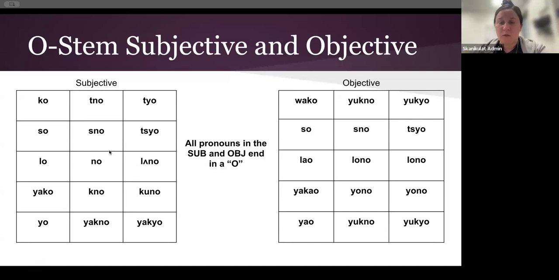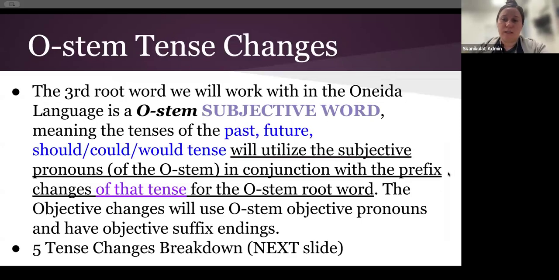So just back to back, this whole chart is go, zo, lo, yago, yo. No, snow, no, gno, yagno. Dio, jo, lano, guno, yagyo. And then we have the objectives. So I'm not going to do all the meanings on this one. Same meanings, just different pronouns. We have wago, zo, lao, yagao, yao, yungno, snow, lono, yono, yungno, yungyo, jo, lono, yono, yungyo. Okay, so let's move on.